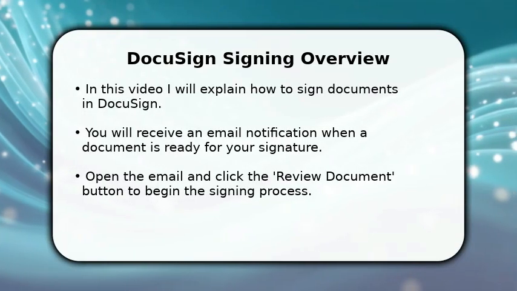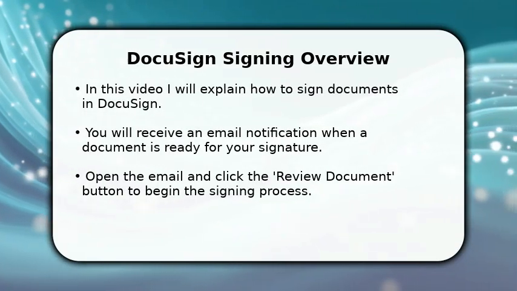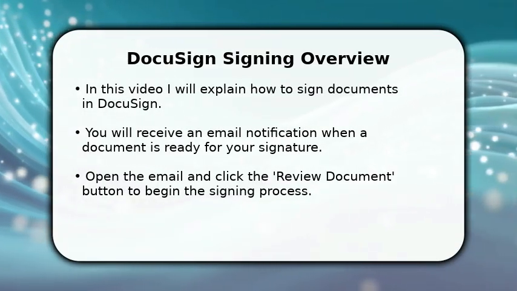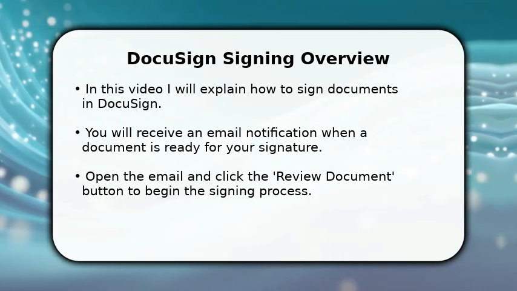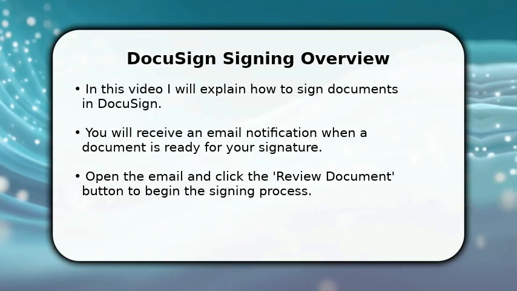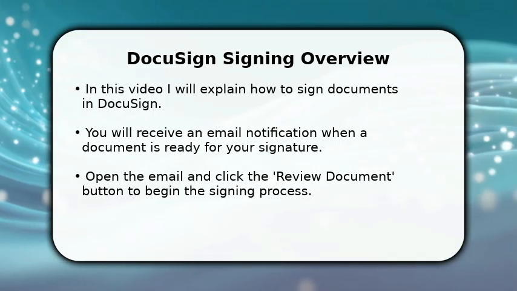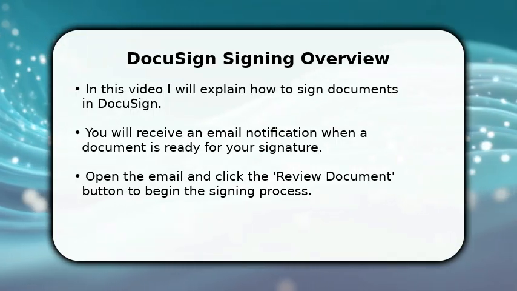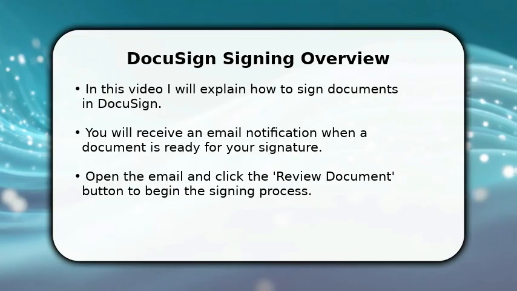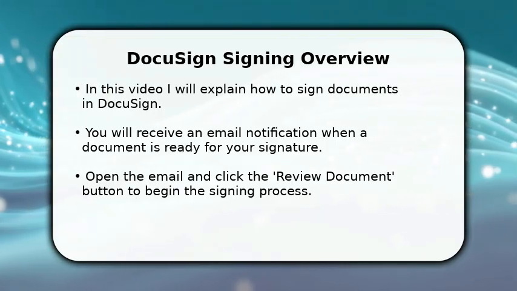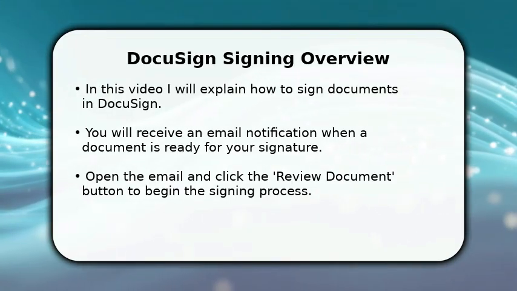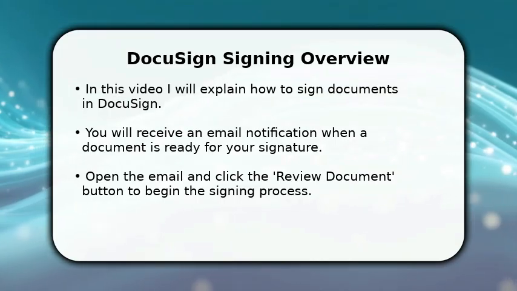Hello, in this video, I will explain how to sign documents in Docusign. The process is straightforward and secure. First, you will receive an email notification indicating that a document is awaiting your signature. Simply open this email and locate the Review Document button. Clicking this button will securely take you to the document within the Docusign platform.